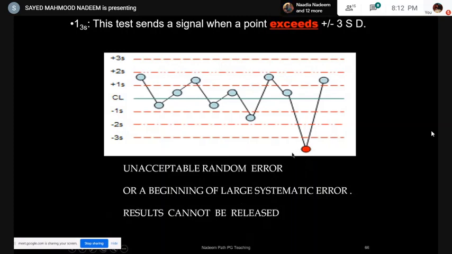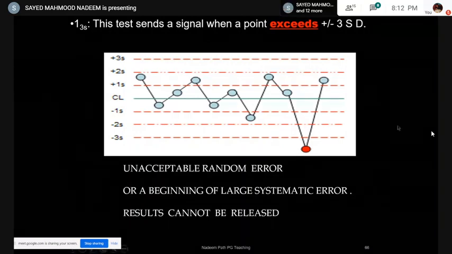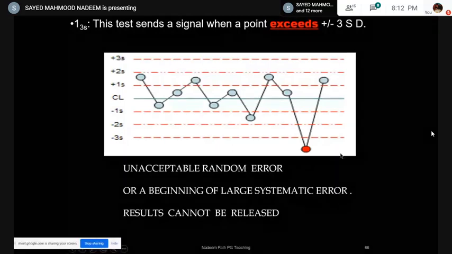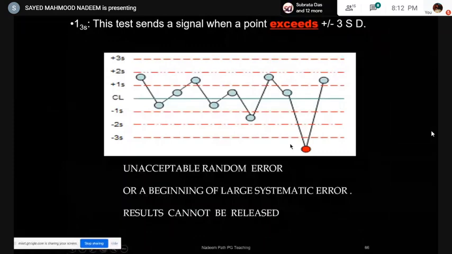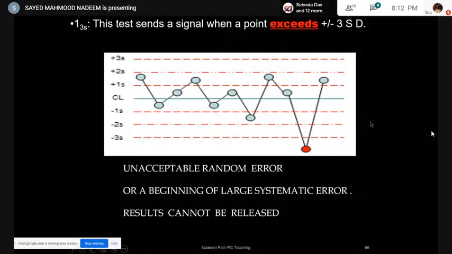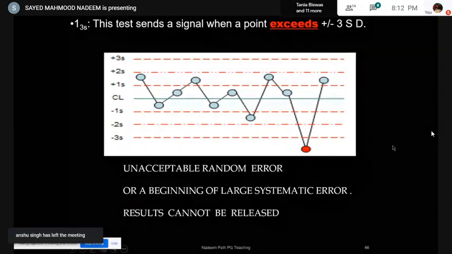Now you need to go and try to find out the cause, do the solution, and once that is done, rerun the control. And if the control is within the 3SD, only then you can proceed. Otherwise, you cannot proceed unless corrective action is taken.